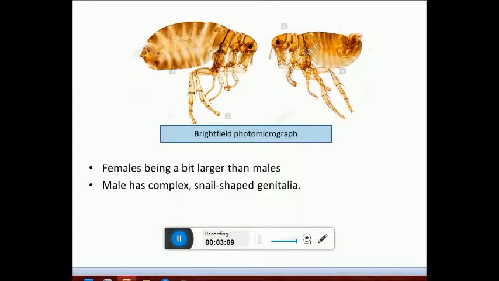So this is the picture of female and male. We can clearly see that the female is a bit larger than the male, and the male has a complex snail-shaped genitalia. Okay, that's all from me.